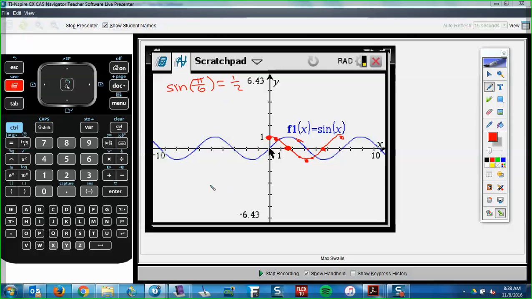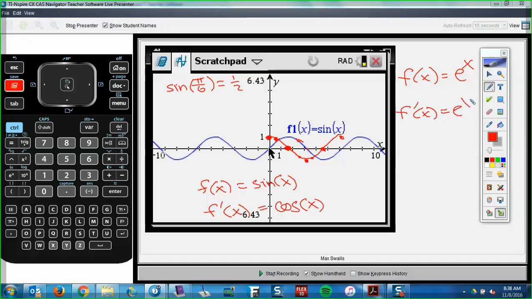It is. And here's how we say that. We say that if f of x is equal to sine x, then f prime of x is equal to cosine x. You just learned your first couple of derivative rules today, right? Obviously, the easiest one is this one right here. If f of x is equal to e to the x, what's f prime of x? e to the x, right?